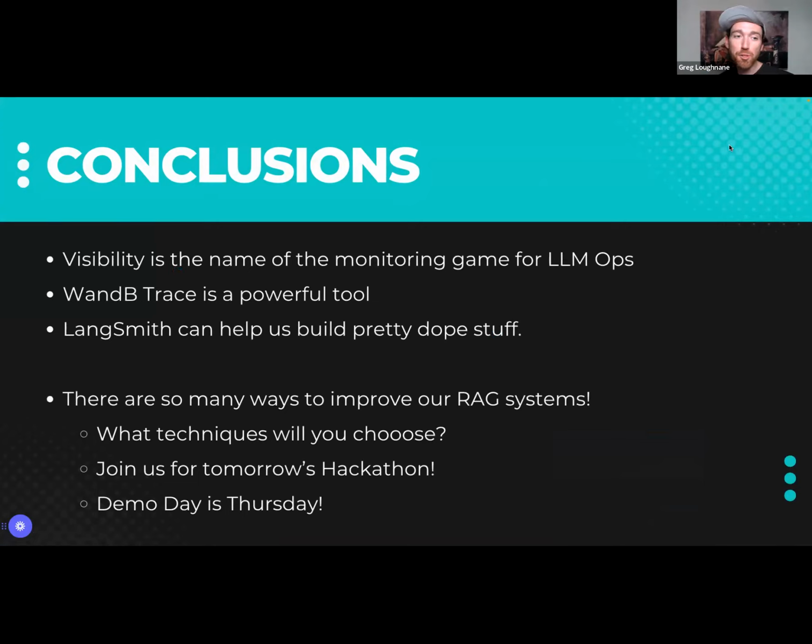Awesome. So that's about the full picture. In conclusion for the day, what we learned about was visibility. It's all about seeing into the chains, to the systems that we're building. We can do that through WandB trace. And we saw that LangSmith has some of the same capabilities as well. And we can build some pretty dope stuff with it. There are many ways to improve our RAG systems.